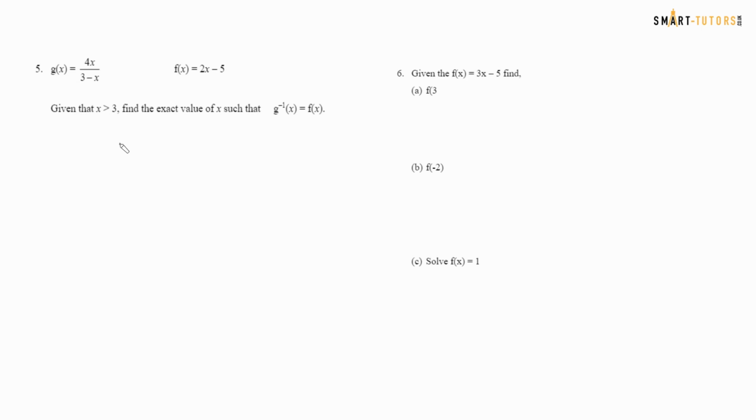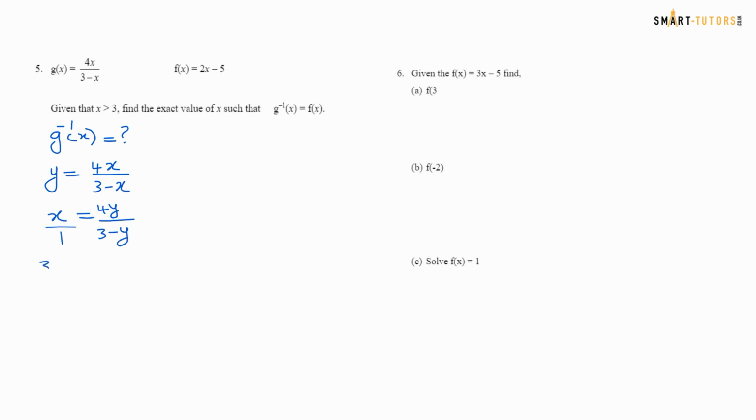Question number 5. Gx is given, fx is given. Given that x is greater than 3, find the exact value of x such that g inverse x equals fx. First of all, we need to find the g inverse x. So the way to do it is replace the gx with y equals 4x over 3 minus x. Switch the letters, y to x, x to y, 3 minus y. Cross multiply and make y the subject.